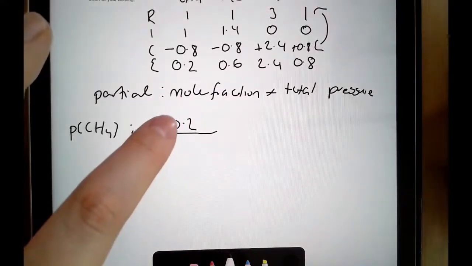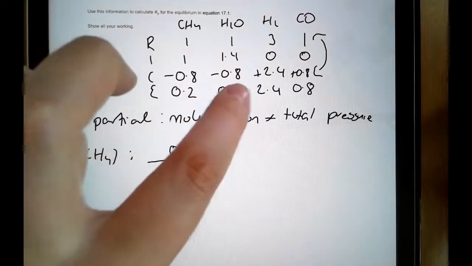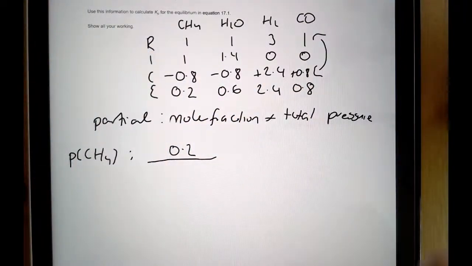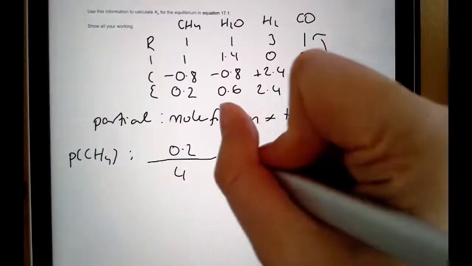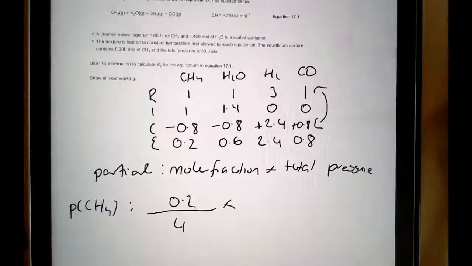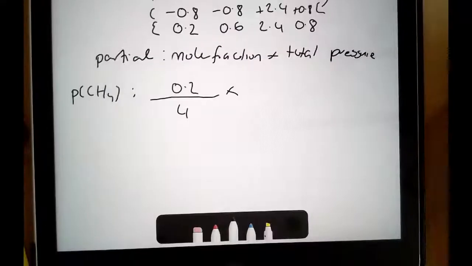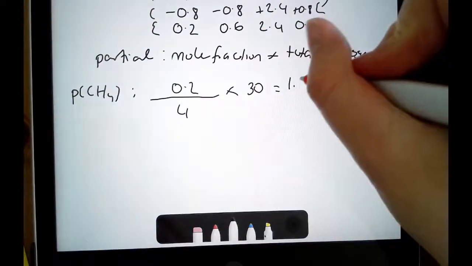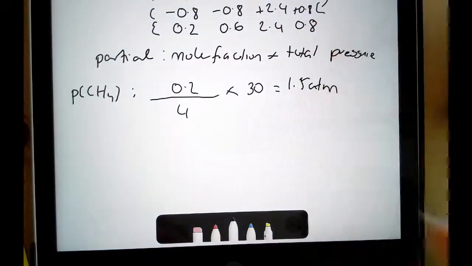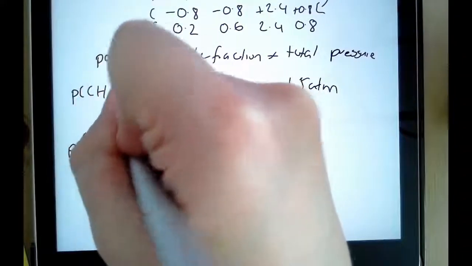So it's going to be the moles of CH4 divided by the total number of moles. And if I add up the number of moles for all 4 at equilibrium, I get a value of 4. So it's going to be 0.2 over 4, and then I multiply by the total pressure, and the total pressure is given to me in the question, and it's 30 atmospheres. So it's going to be 0.2 divided by 4 times 30. And that works out as being 1.5 atmospheres. So my total pressure is given to me in atmospheres, which means my partial pressures are all in atmospheres as well.